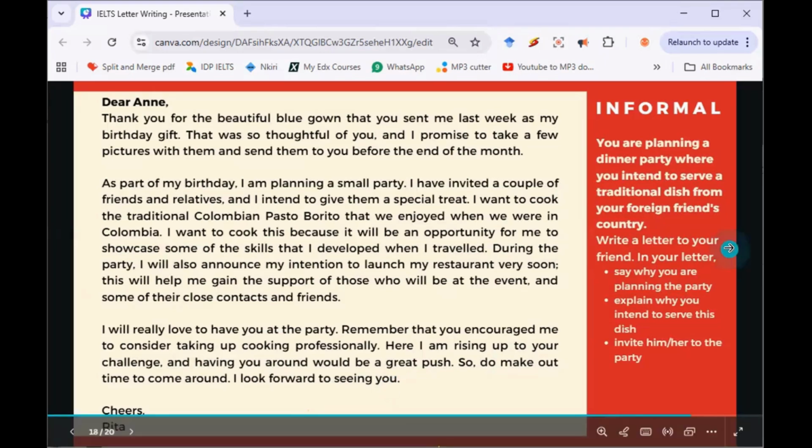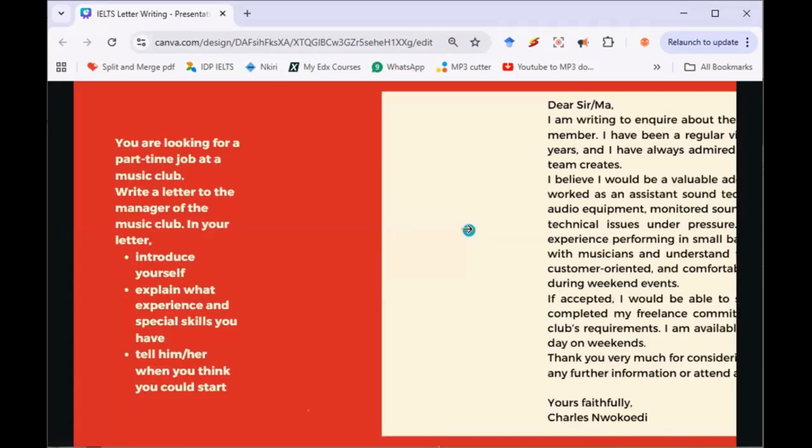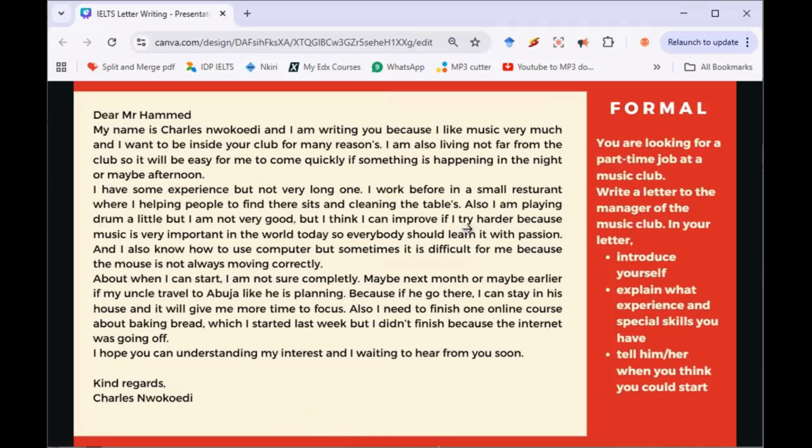Then, so I've shown you examples of different letters. Now, what I want to do now, I want to show you two letters. And I want you to look closely at the two letters. So this is the first letter. And then this is the second letter. Okay? Two letters here. And I want you to tell me, which one do you think will get a high band score? I want you to look at the two letters closely. And I want you to tell me, which one do you think will get a high band score?